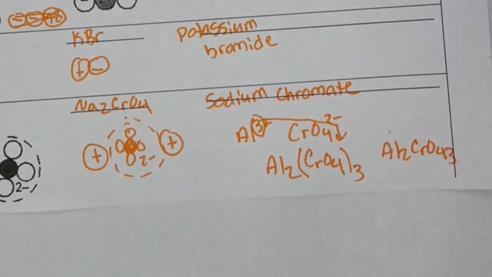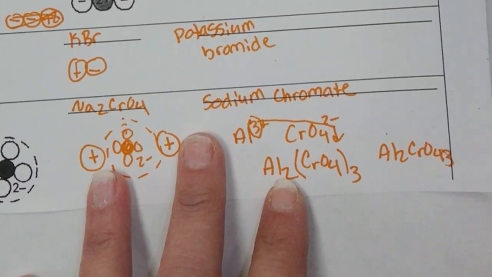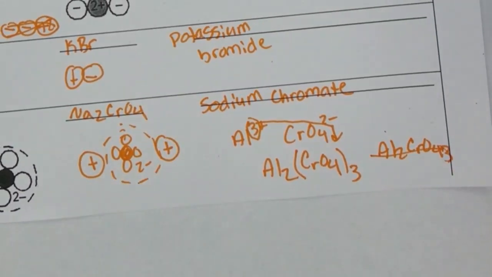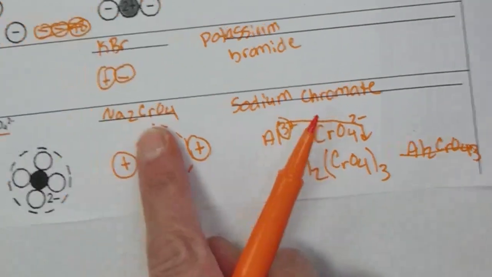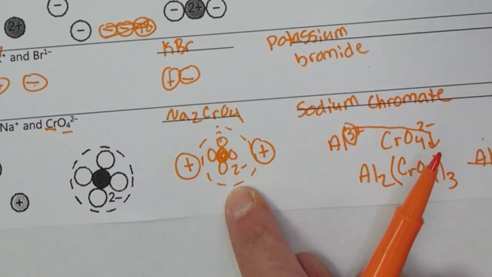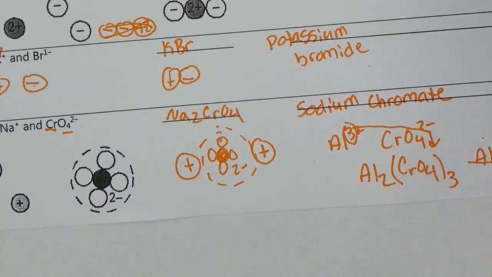You cannot write Al2CrO4 3, because what have you done here? You've said oxygen has 43. There are not 43 oxygens. 4 times 3 is 12. There are 12 oxygens. So you must put a parenthesis around a polyatomic ion if more than 1 appears. When the polyatomic ion only appears as a singleton, just 1, no parenthesis. Please be careful with the parentheses.